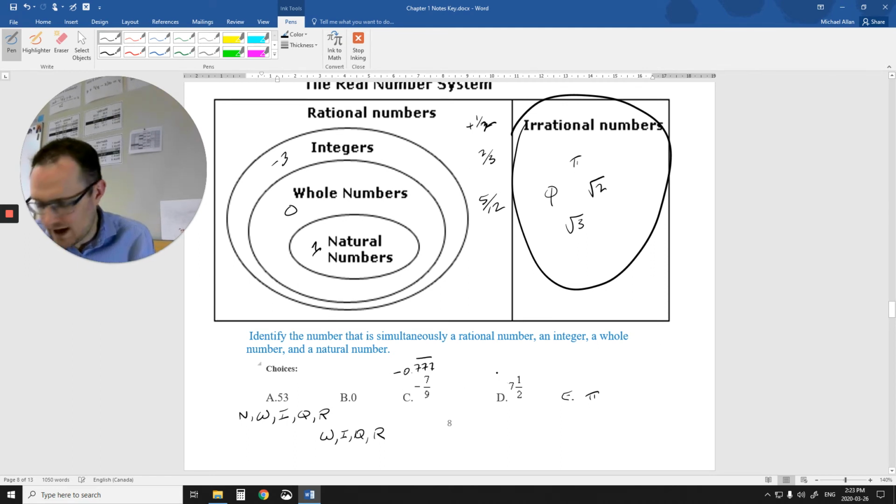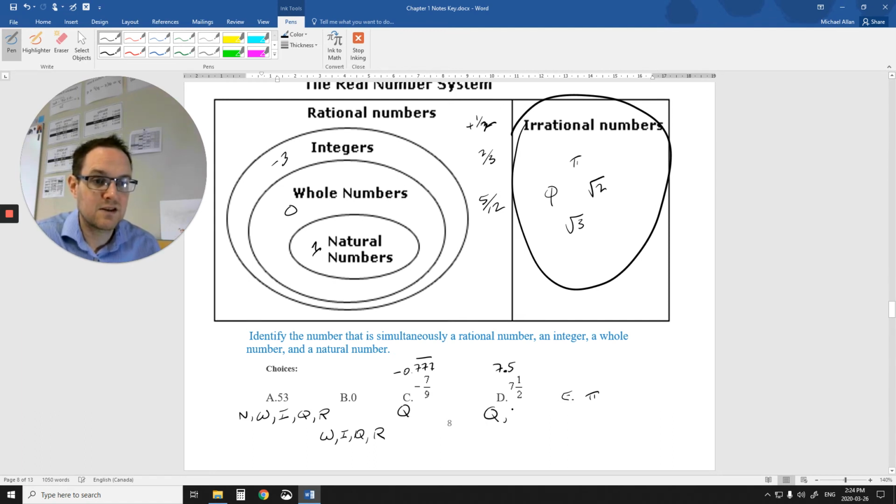And 7 1/2 is 7.5. Okay, so that's a terminating decimal. This is a repeating decimal. Both of them are fractions. You can see they start off as fractions, so there's no doubt about that. And because they're fractions, they're not a natural, they're not a whole, they're not an integer, but they're a rational number. They're both rational numbers. And since they're rational, they're real. So there are only two sets in this case.